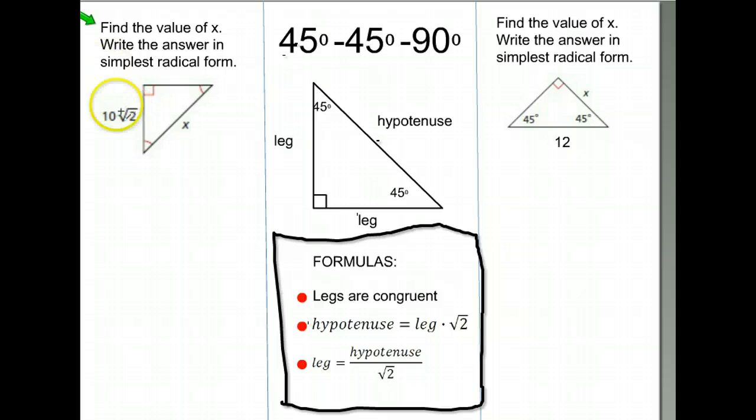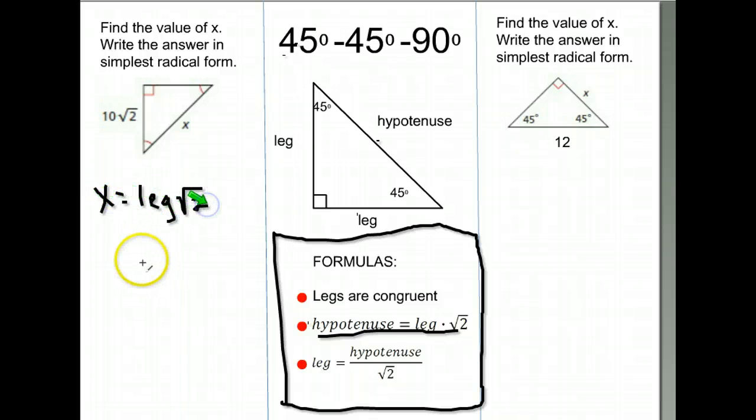So what you want to do is you go, okay, I know this is a 45, 45, 90 because I have a 90-degree angle and the other two are the same measure, which they would have to be 45 and 45. So I use my formulas. I do not have the hypotenuse. I do have the leg. So then I go to my formulas and I say, okay, how do I get the hypotenuse? Well, the hypotenuse is the leg times the square root of 2. So my x is going to be whatever the leg is times the square root of 2.